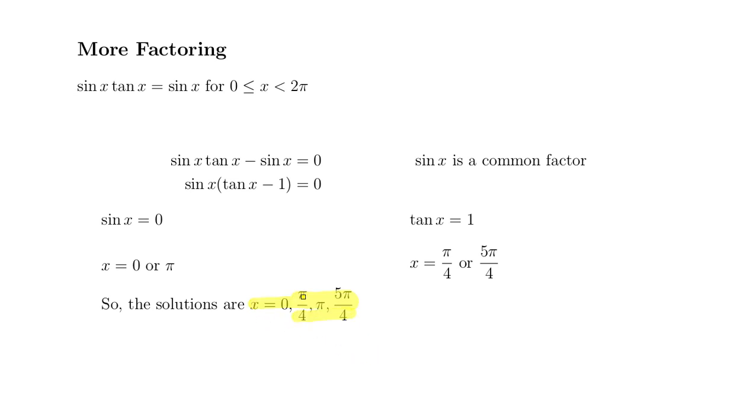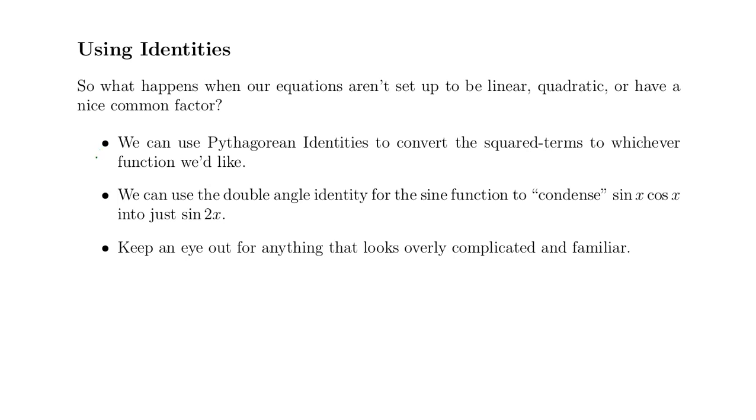So x is either 0, pi over 4, pi, or 5 pi over 4. Those are the 4 options that we have that'll make this equation work. While this wasn't perfectly a nice little quadratic, because it doesn't have a degree 2 on there, this term is kind of degree 2 because it's 2 trig functions multiplied together. Outside of this, we can use some identities to do some things.